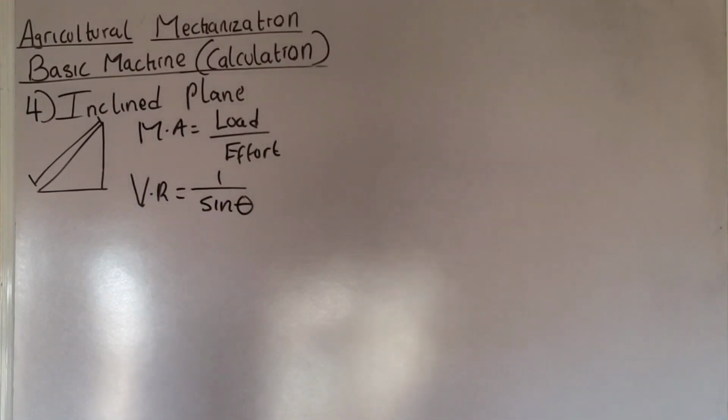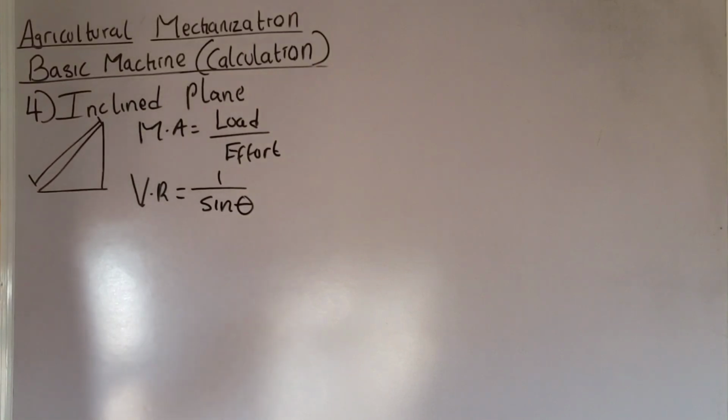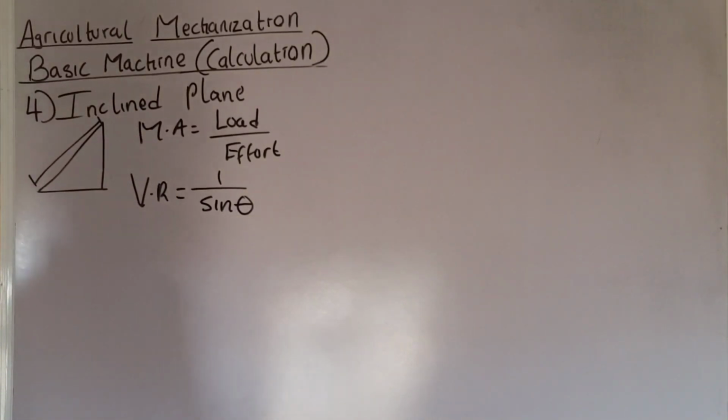So that is why we have theta. Theta is the angle of inclination. The plane that has an angle of inclination is what we call an inclined plane.